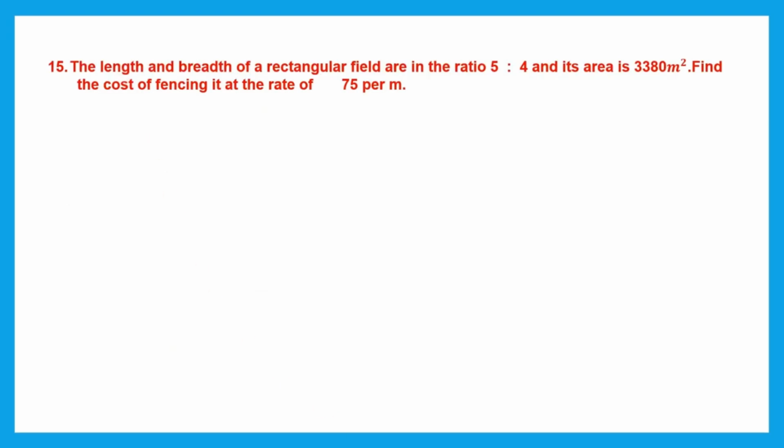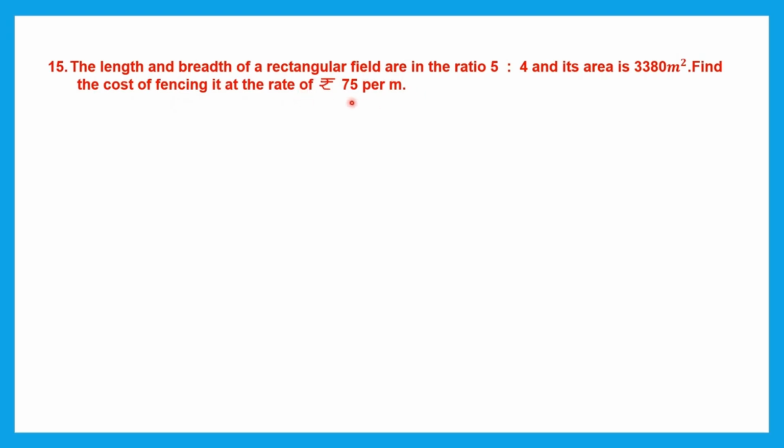Question 15. The length and breadth of a rectangular field are in the ratio 5:4 and its area is 3,380 meters square. Find the cost of fencing it. Now here we are talking about fencing, and fence is something you put in the border, isn't it, or the boundary. That means we have to find the perimeter. We've been given the area.